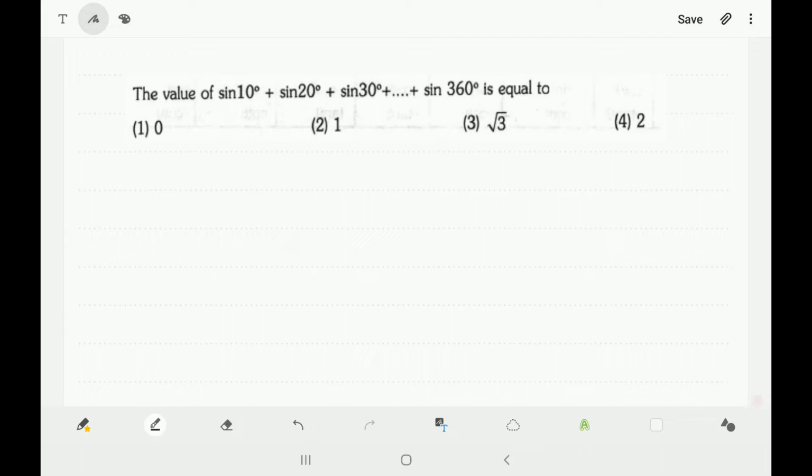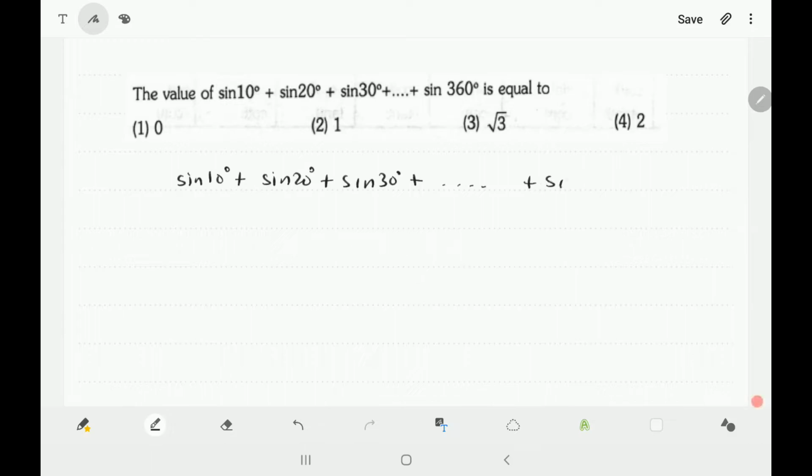In this problem, we have to find the value of sine 10 degrees plus sine 20 degrees plus sine 30 degrees, and so on to sine 360 degrees. Okay, so can we write this as sine 10 degrees plus sine 20 degrees plus sine 30 degrees? In total there are 36 terms: 10, 20, 30, and so on to 360.